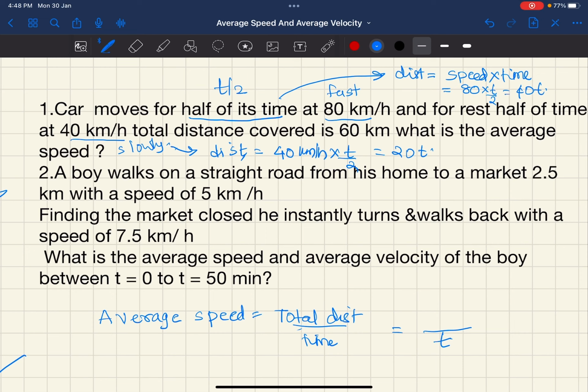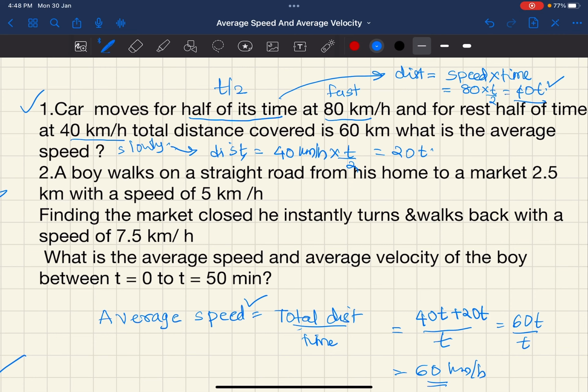So what is the total distance covered? It is 40 t initially plus 20 t afterwards, so it is 60 t. So 60 t upon t becomes 60 kilometers per hour. So the answer is: the average speed of the car is 60 kilometers per hour. So how do we find average speed? By dividing the total distance by the total time.